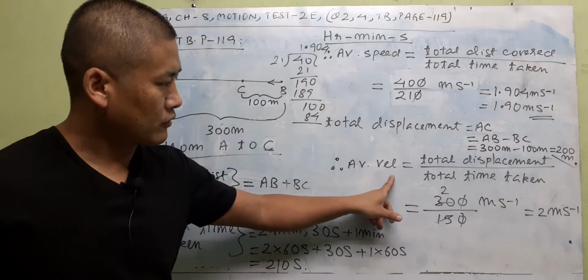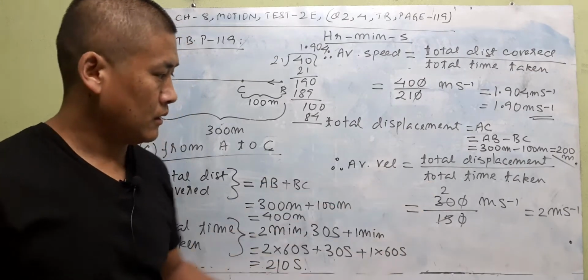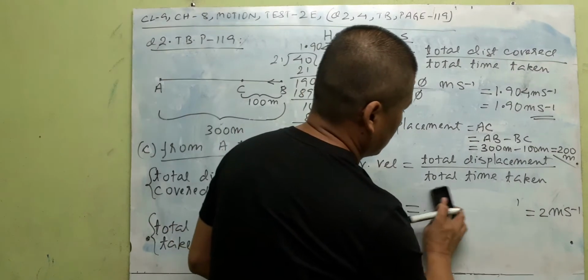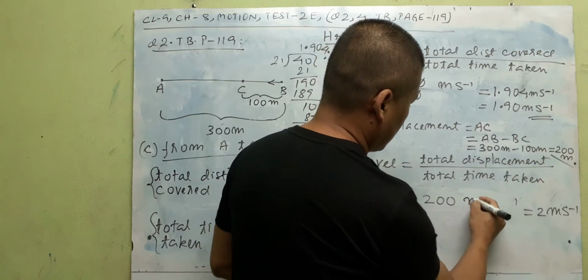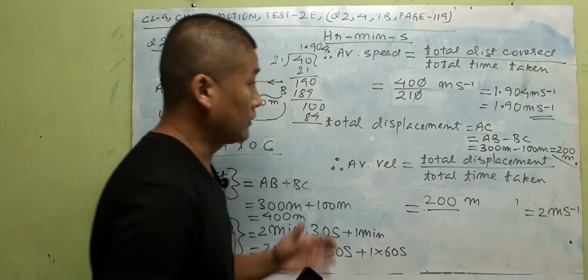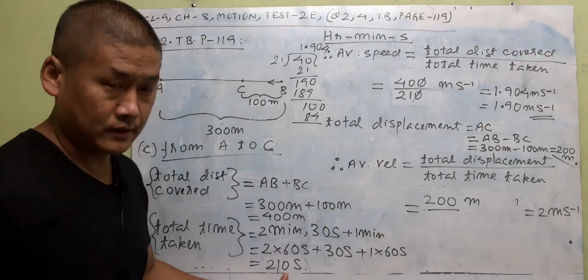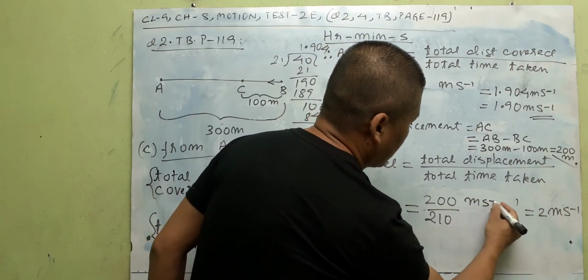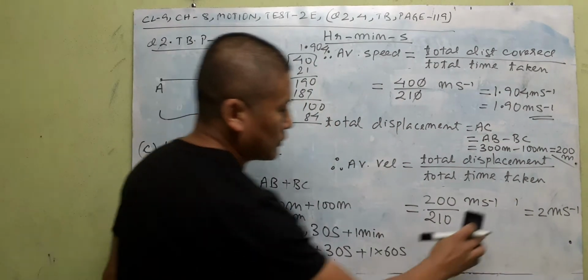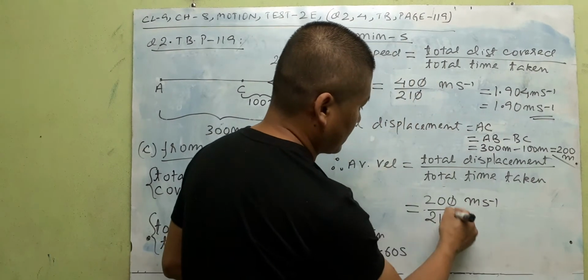So his average velocity will be same formula. This time only the value will change. So we'll write here total displacement. Just now we got 200 meter by total time taken is here. See, 210 seconds. So we write the 210 second coming up minus 1. Then we will be getting here 0, 0 cancelled.